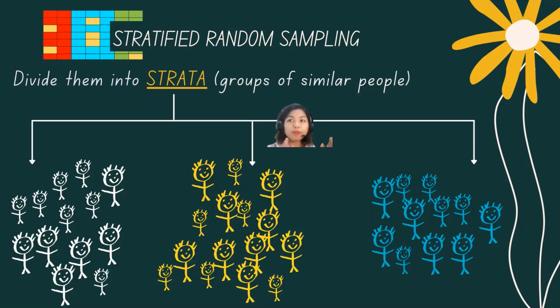Pwede mong i-divide yung Philippine population according to region. So, yung region 1, region 2, 3, 4, 5, 6, 8, 10, and so on. Sila yung magiging stratum. Each stratum. So, sila yung buong strata. Okay? Or in a company.